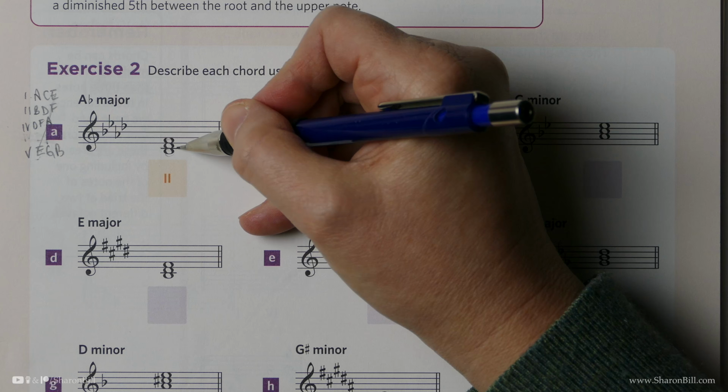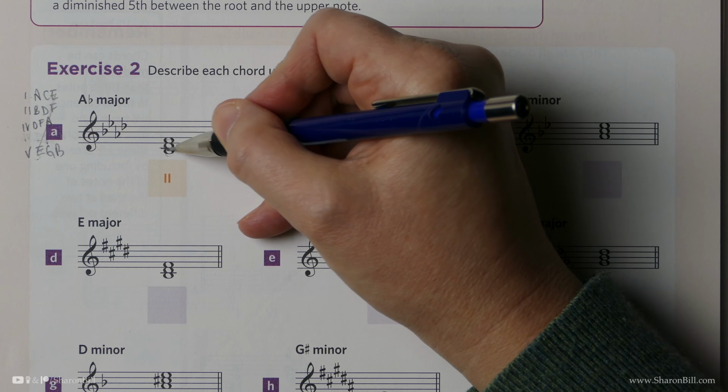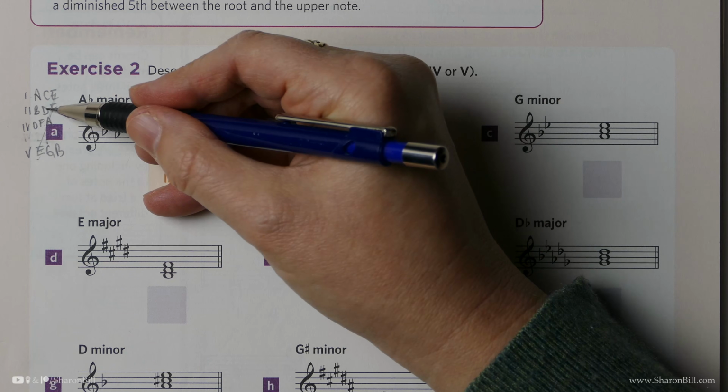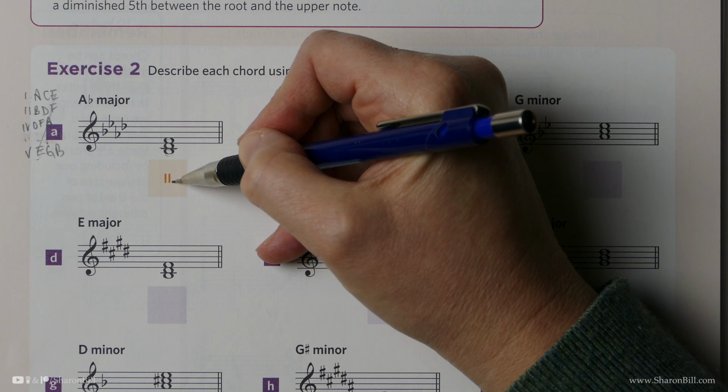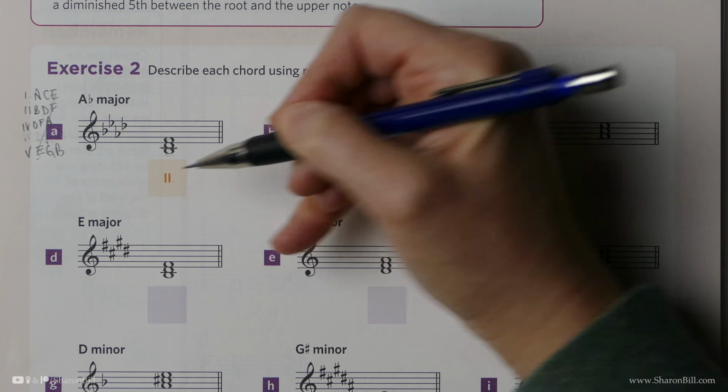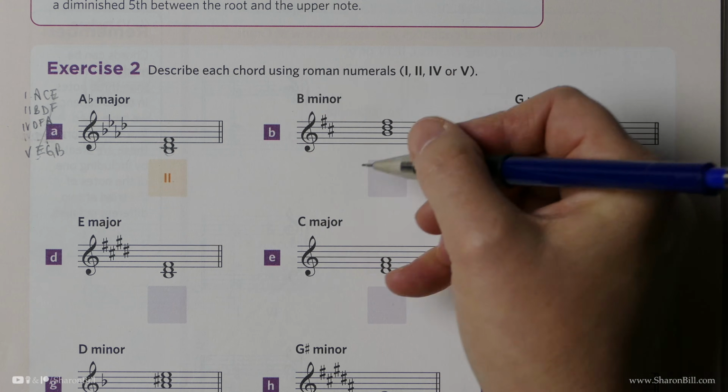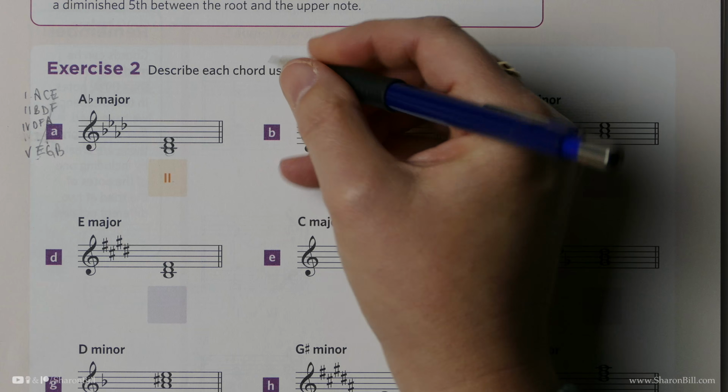Because that's middle C in the treble clef. C is at the bottom of the treble clef, and so that explains why we can be sure it's chord 2. And so let's draw out the options for exercise B.